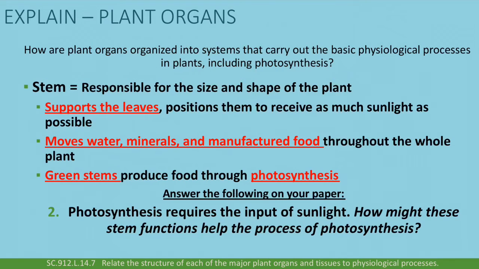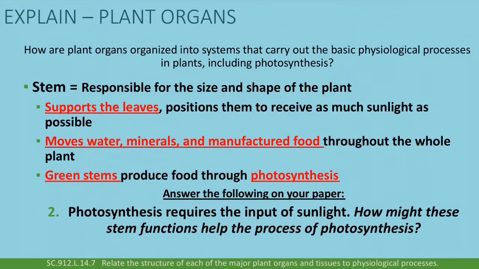One of the stem's main jobs is to support the leaves. It helps position them to receive as much sunlight as they possibly can. One of the main components of photosynthesis, again, is sunlight. How are you going to complete that process if you don't have enough sun?